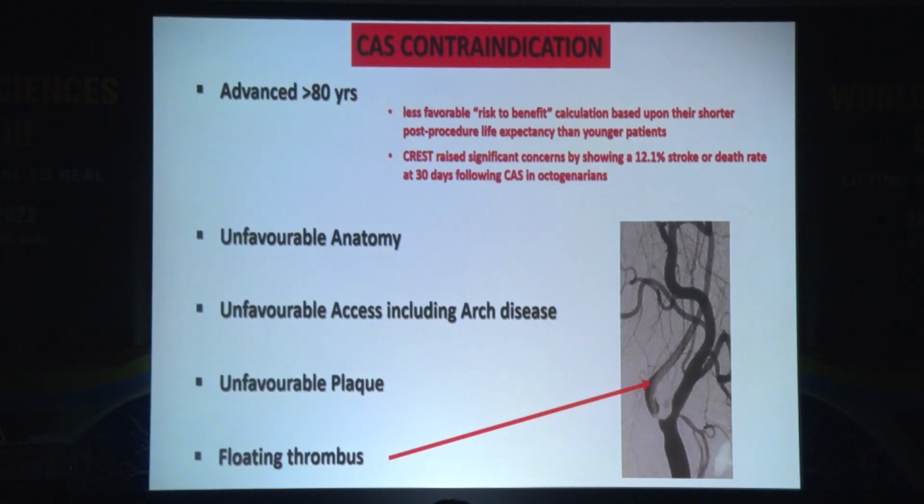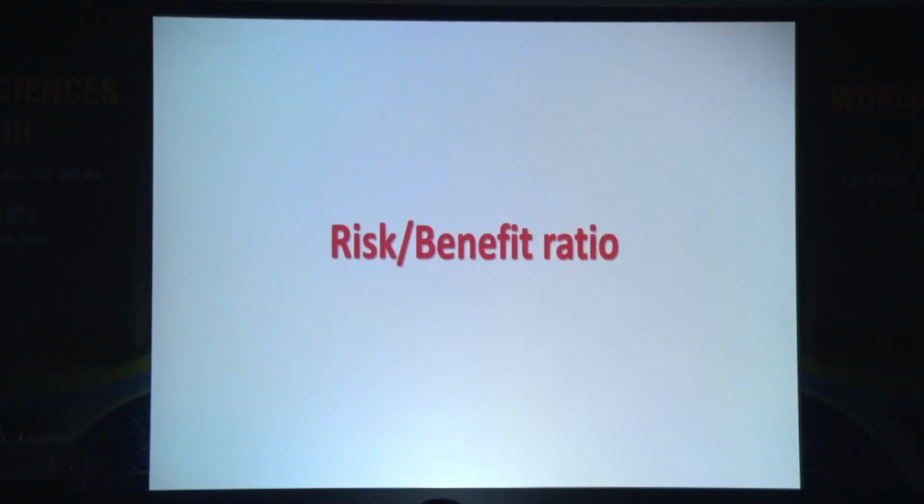First of all, advanced age, more than 80 years of age, with unfavorable anatomy, with unfavorable access, including arch disease, sometimes unfavorable plaque, like heavily calcified plaque, are also included in the relative contraindications for CEA, and floating clot thrombus. So we have to calculate the risk versus benefit ratio in these patients.